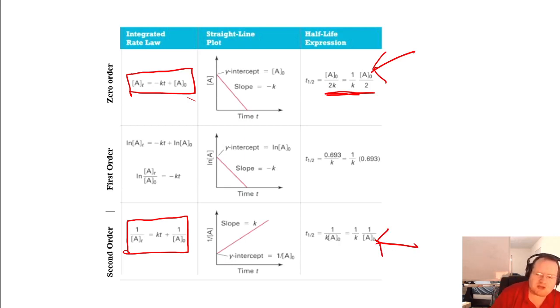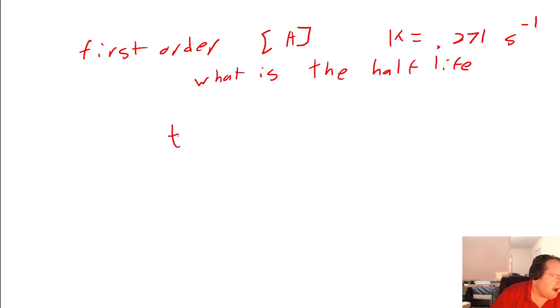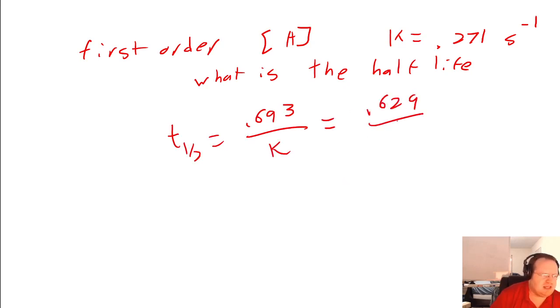But for first order, you can actually leave it out because we just need to use this right here. Or this version. I'll use this version. I like it better. So our half-life is equal to 0.693 over k. And I point this out because I think this is an example of a problem where sometimes as a student, oh gosh, I don't know where 0.693 came from. 0.693 over 0.271 inverse seconds.